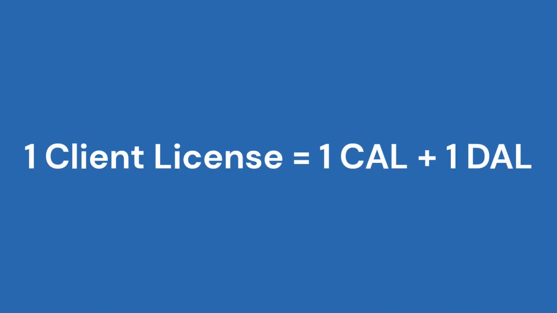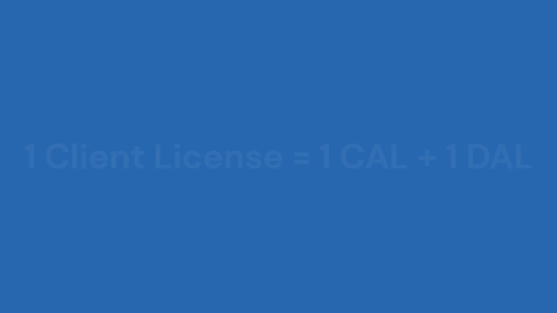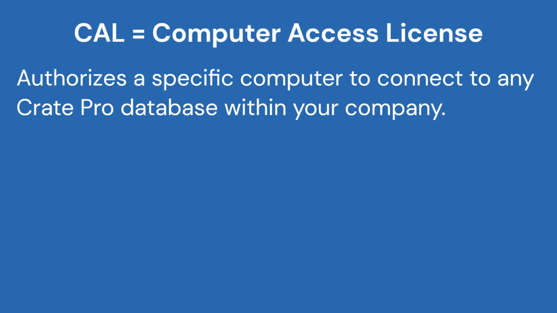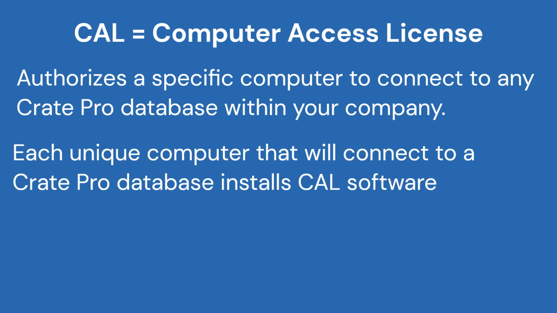The Crate Pro client license is in two parts. A full client license equals 1 CAL plus 1 DAL. A CAL designates a unique computer may access a Crate Pro database. Each computer with a CAL will install FileMaker Pro.